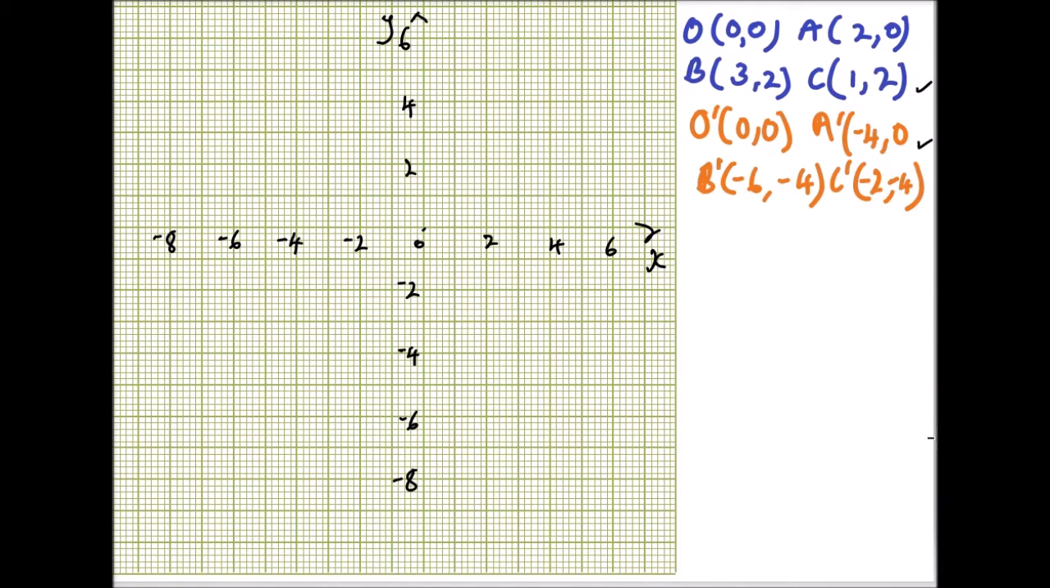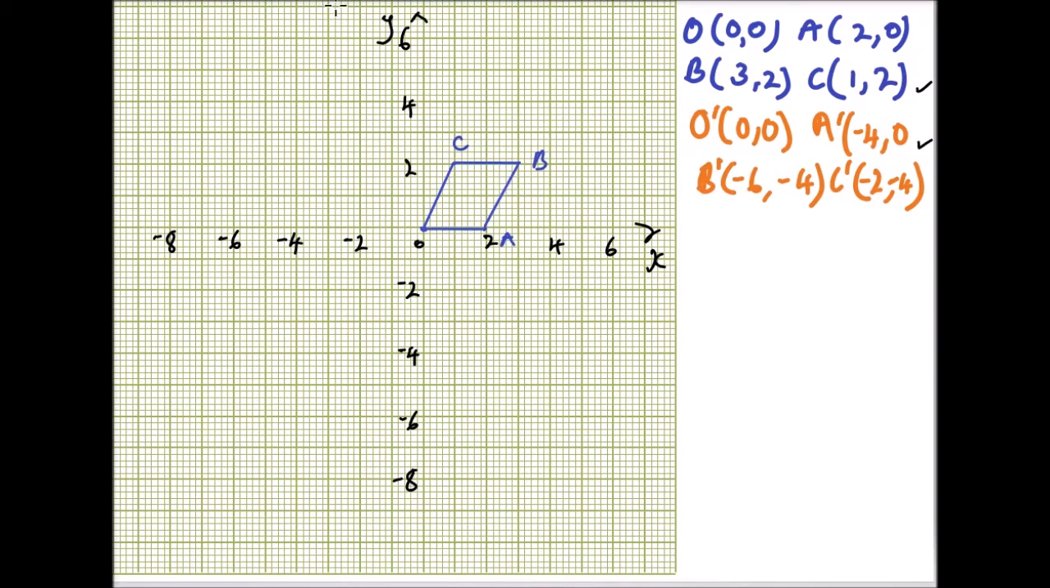Now we start with the object. That is the first point. That is our O, which is the origin. A is at (2, 0). So this is where we have our A. Our B is (3, 2), that is our B. Our C is at (1, 2). So this is our C. So we are going to join those 4 points to come up with our object. So this is our object.